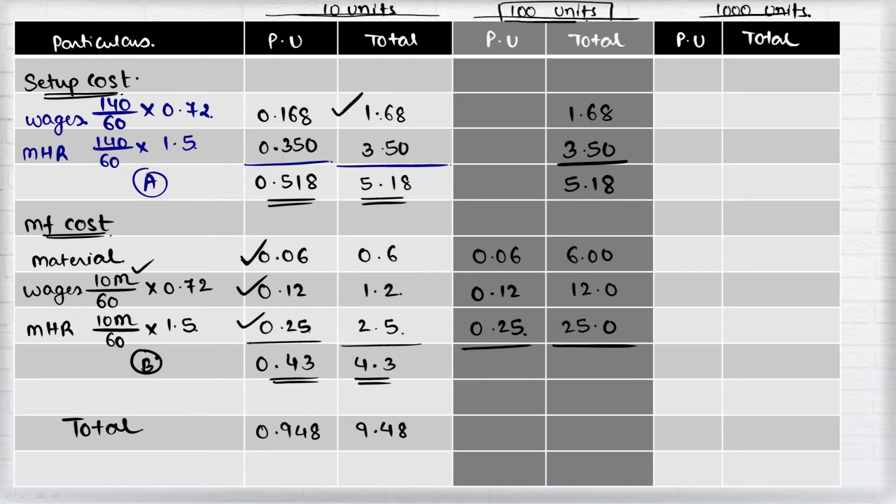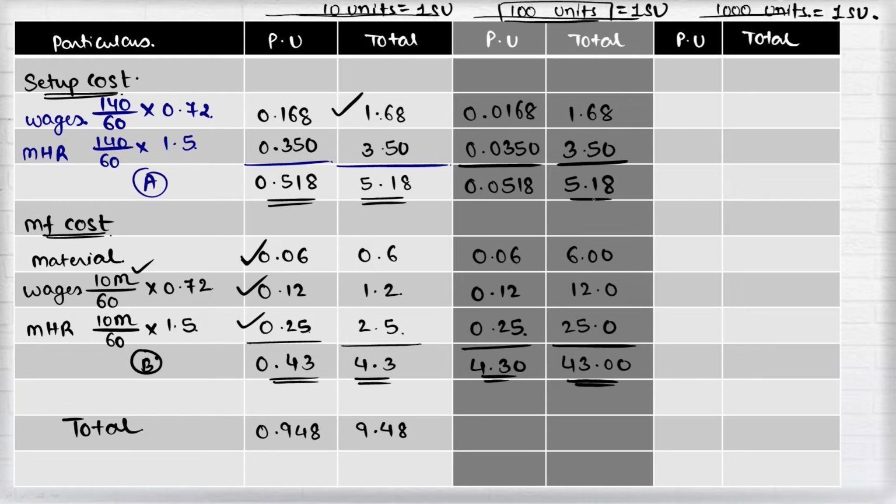Then, sir, here it is 100 units. 100 units in one setup. Here it is 10 units in one setup. 1,000 units in one setup. Setup in all the three cases remains the same. Here the cost per unit will be 0.0168 and 0.0350. It should be divided by 100. Yes, it is correct, right? This will be 0.051. And this will remain 0.43. This will be 5.18.